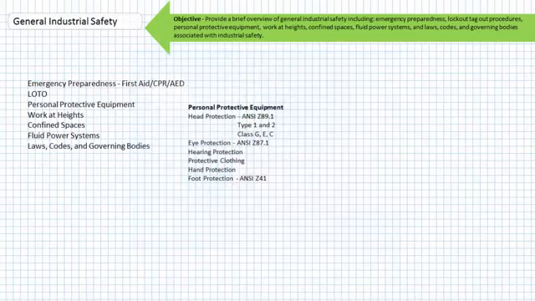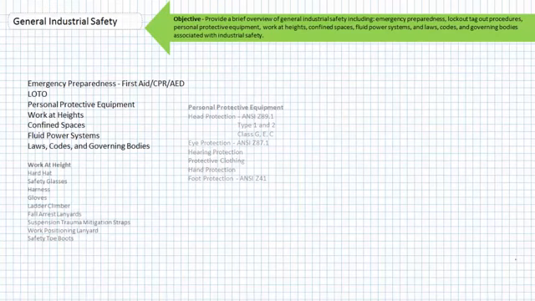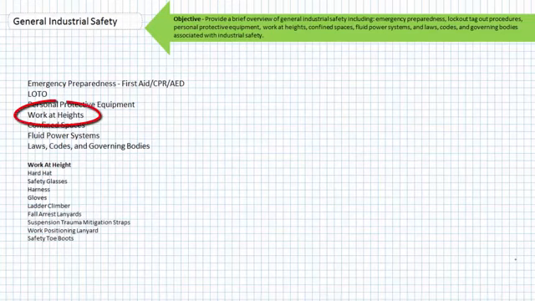Moving on, let's look at 3 special case scenarios for industrial safety: fall protection work at heights, confined spaces, and fluid power systems. Fall protection. This is a special personal protective equipment category for individuals that need to perform work at heights, like wind turbine technicians, linemen, or solar installers.